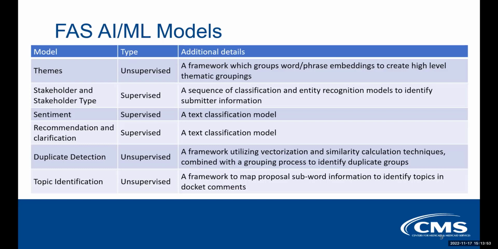The topic identification model is an unsupervised model that uses a framework to map proposal subwords within the comments to data identified within the proposal or within the policy itself as topics. So we take the policy, we identify topics from those policy, and then map, based on subwords, pieces of the comment to those topic headings, thereby organizing that data for topics.